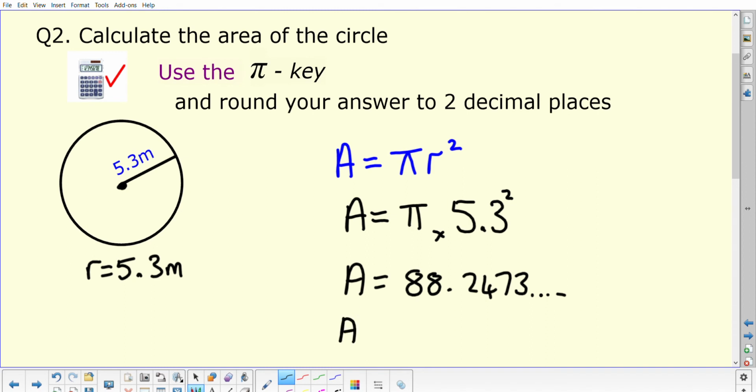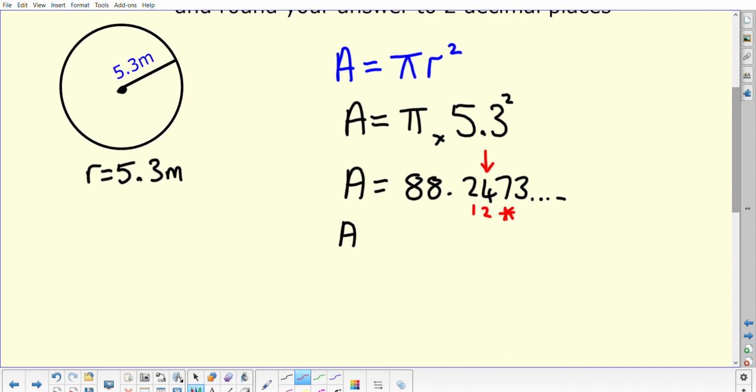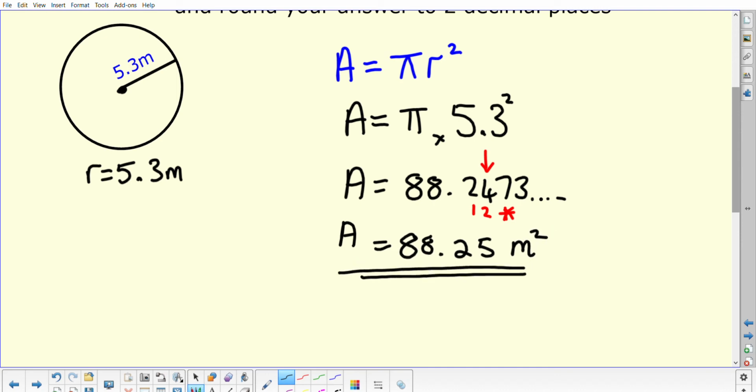You have been told here to round your answer to 2 decimal places, so that's 1, 2. That means we're going up to here with this number. Remember, that means you're using the third digit after the point to help you decide what happens. And because the third digit is a 7, it's more than 5, it means that you're going to be rounding up. So your answer is 88.25. The correct units this time are square metres because the radius was in metres.